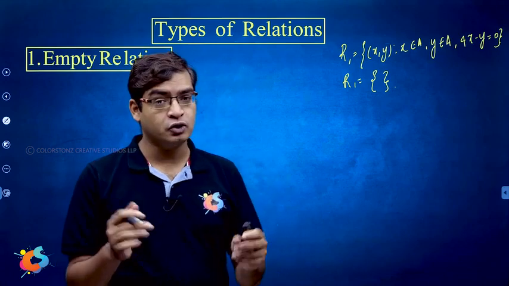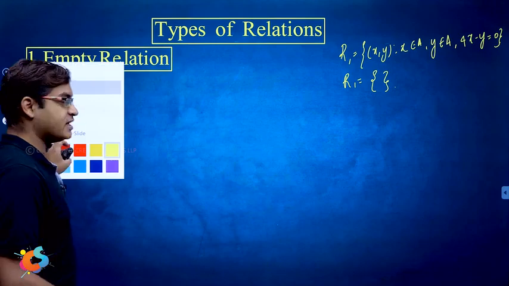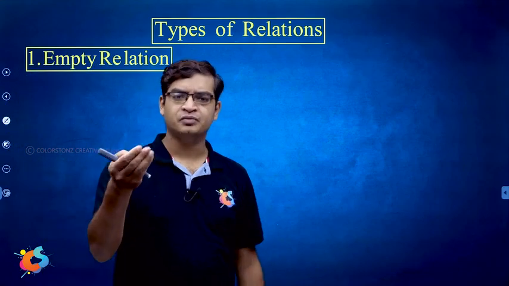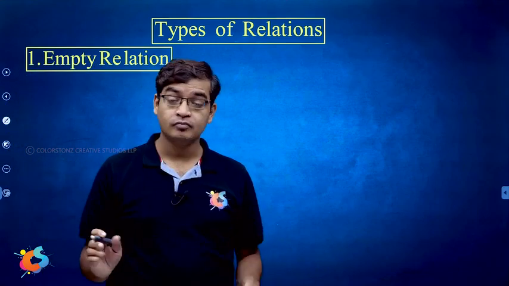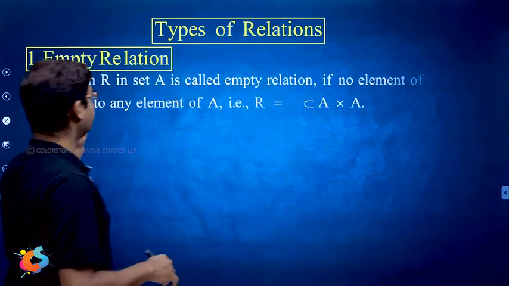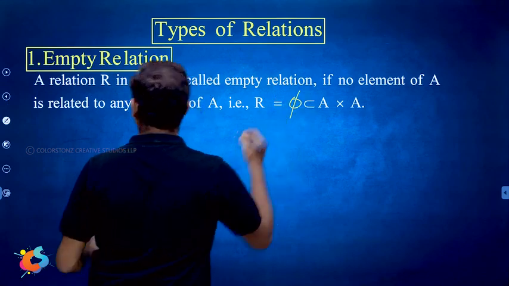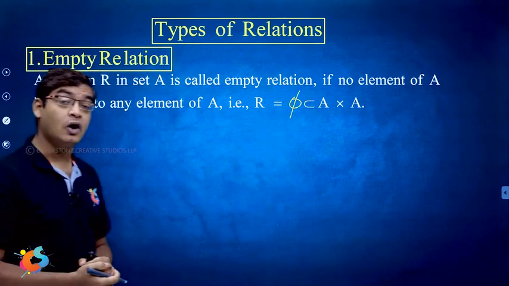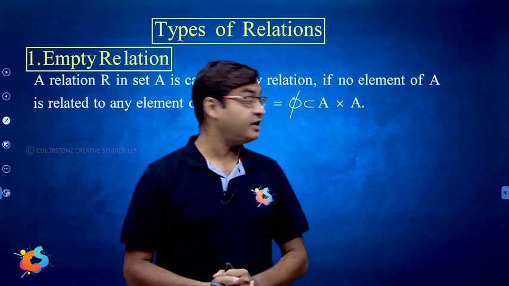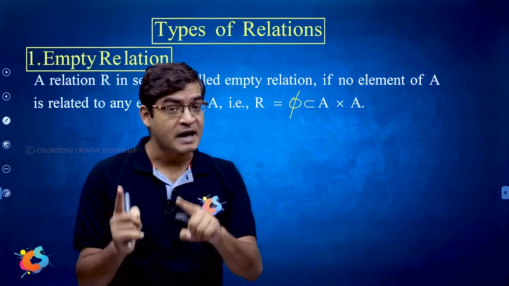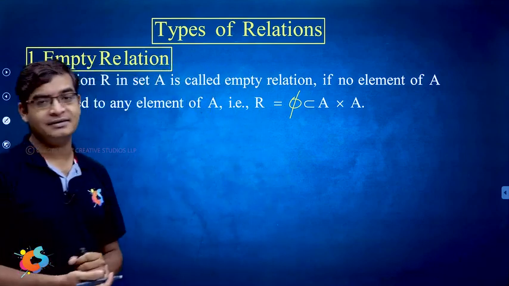Okay. So this relation, because it does not have any ordered pairs, you are giving a specific name to it. As I told you, if a relation is following a specific property, then you will give a specific name to it. So here, what is the property? This relation should not have any ordered pairs. Okay. So a relation R in set A is called empty relation if no element of A is mapped to any element of A under this relation.